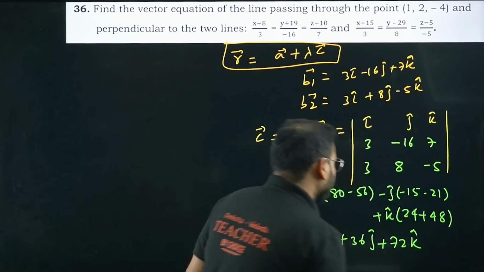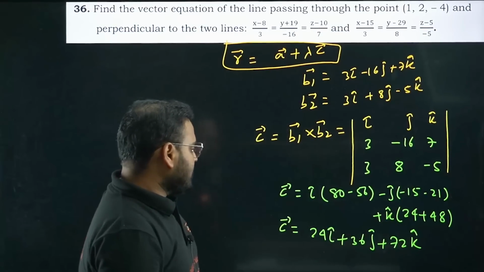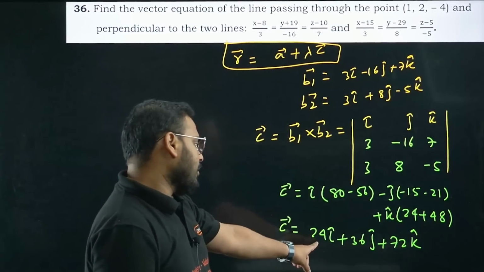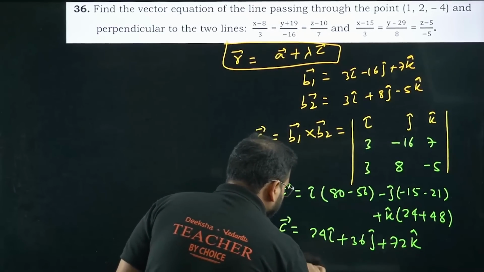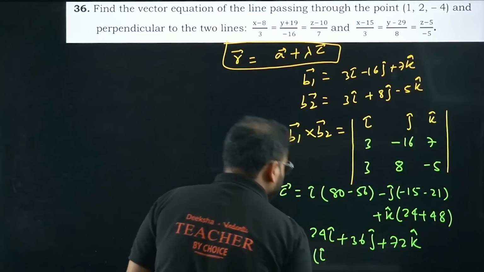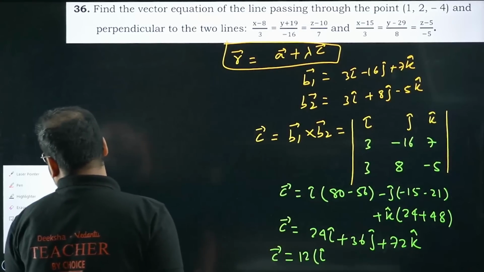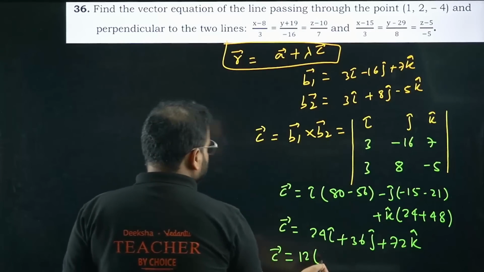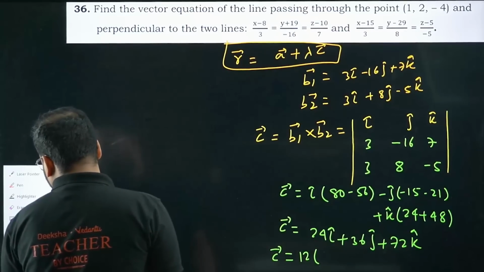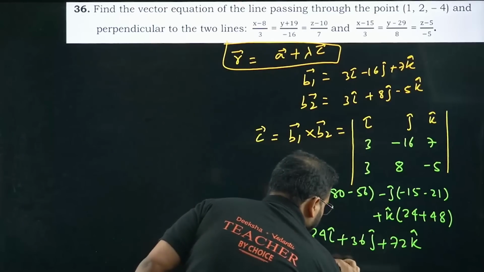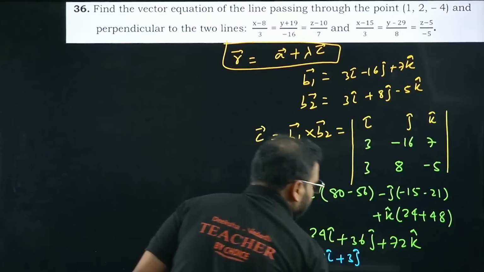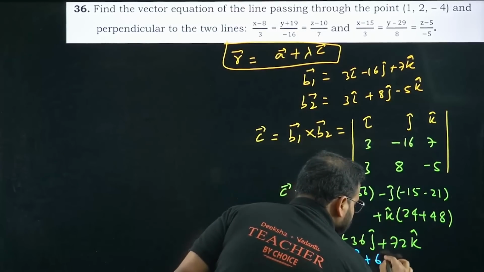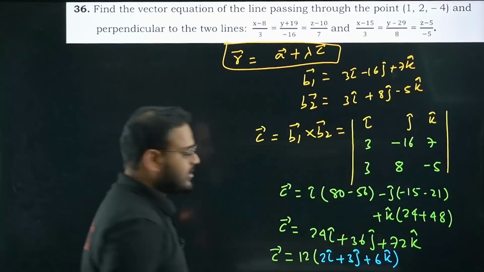Can we take something common? We can take, sir, I think, 12 only we can take common. So vector C will actually become 12 times of 2i cap, my mistake. 2i cap plus 3j cap plus 6k cap. This is your vector C.